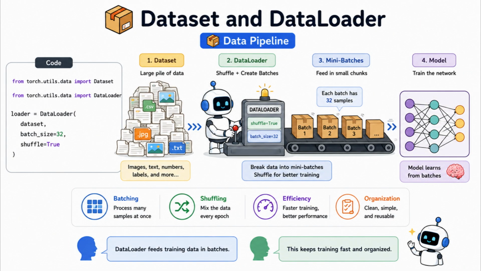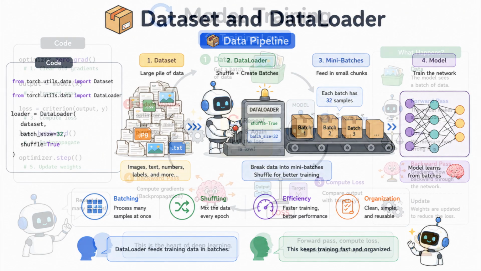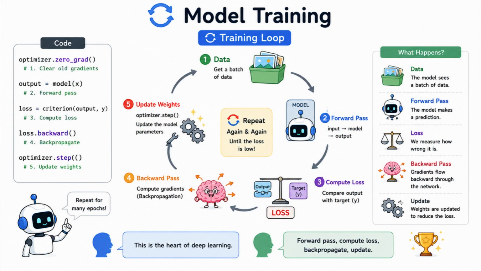DataLoader feeds training data in batches. This keeps training fast and organized. This is the heart of deep learning. Forward pass, compute loss, backpropagate, update.